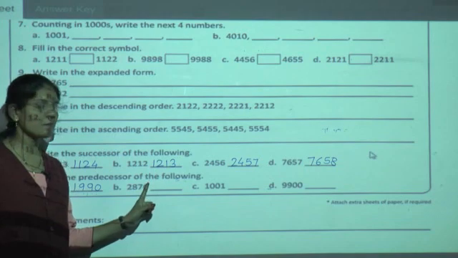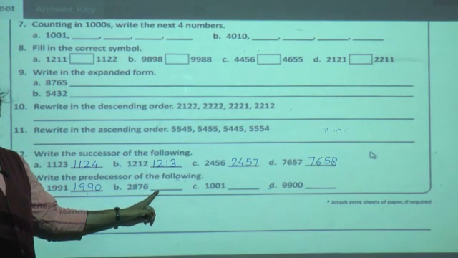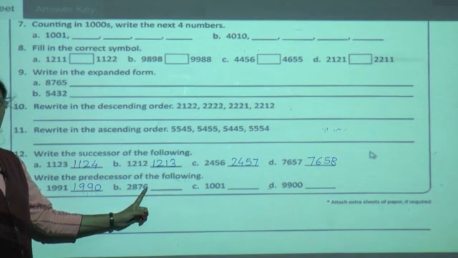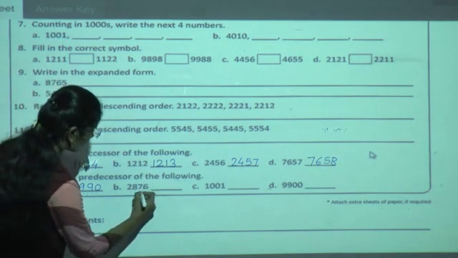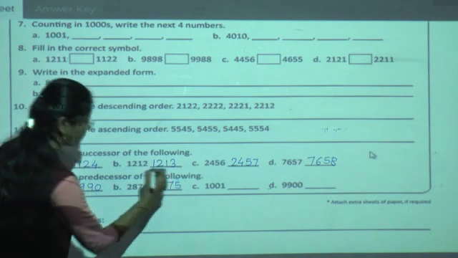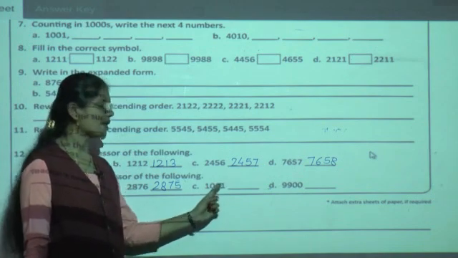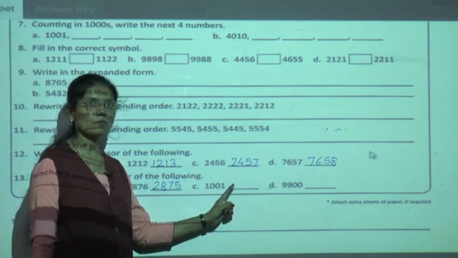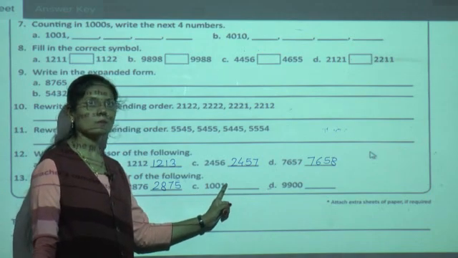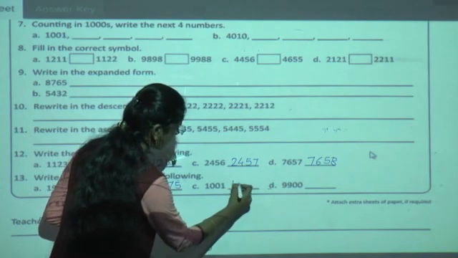Now the second example, the number is 2876 minus 1. Do the subtraction. 6 minus 1, what will be the answer? 5. So the last digit will change only. So the predecessor of this number is 2875. See another example, the number is 1001. Subtract 1 from this number. 1001 minus 1, 1 minus 1, 0. So the predecessor of this number is 1000.